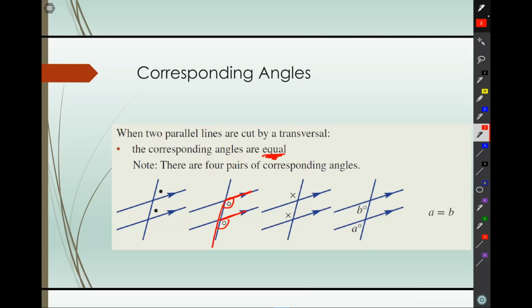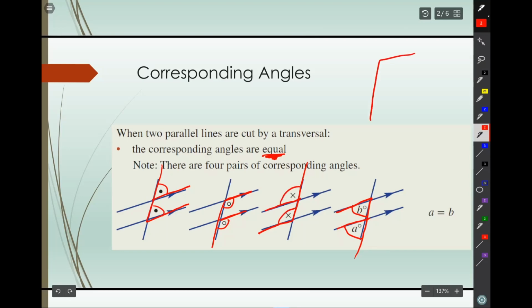Now, sometimes the F might be upside down, or it might be backwards, or it may even be backwards and upside down. But anywhere that we can form this F pattern with two parallel lines, the two angles inside the F will always be equal. Right?